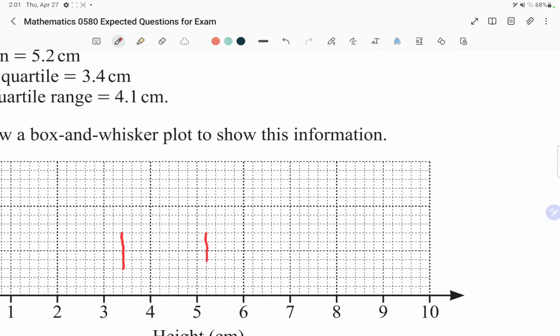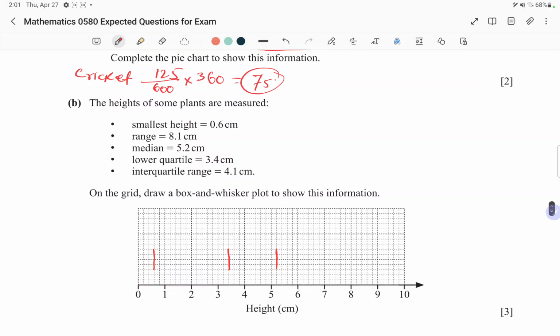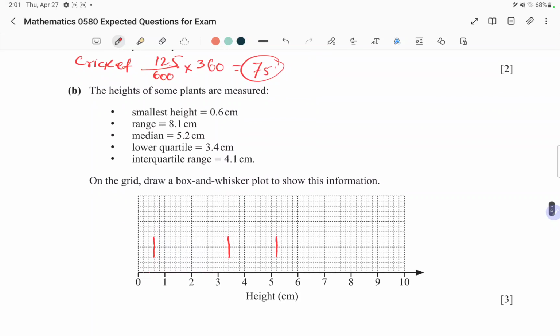Median is 5.2. It should be a straight line. Then next, the upper quartile is not given, but the interquartile range is given, so no problem.